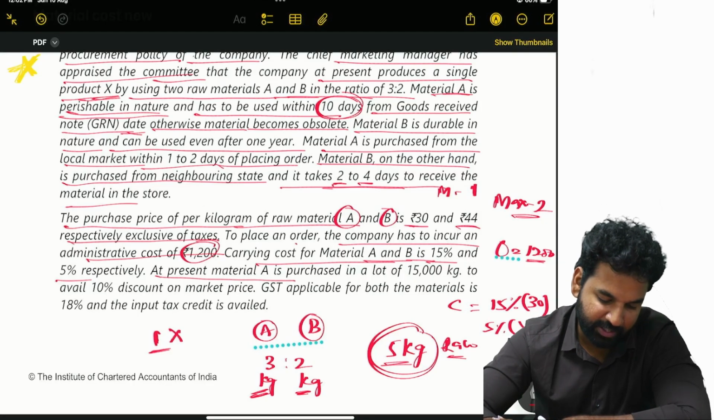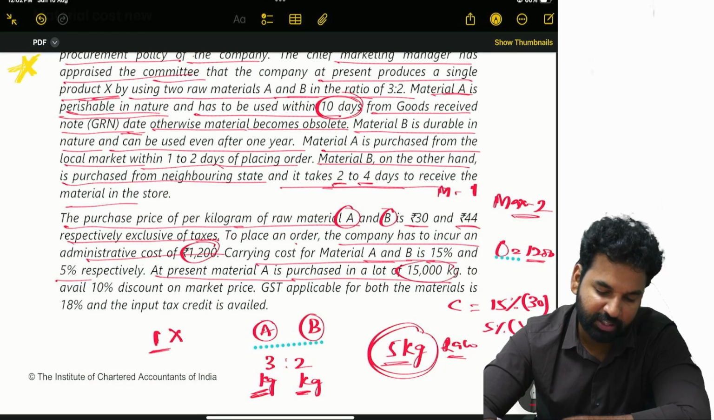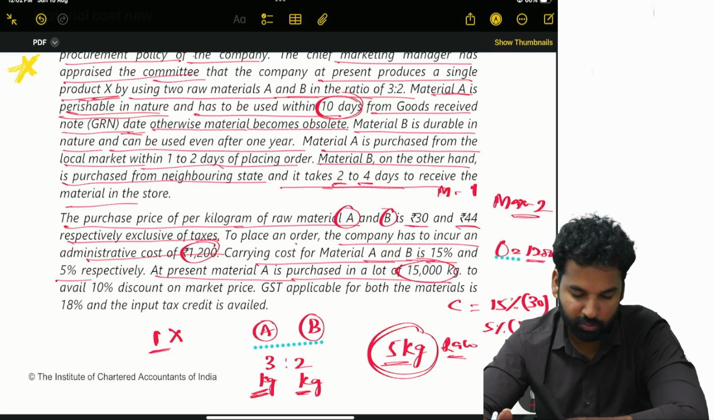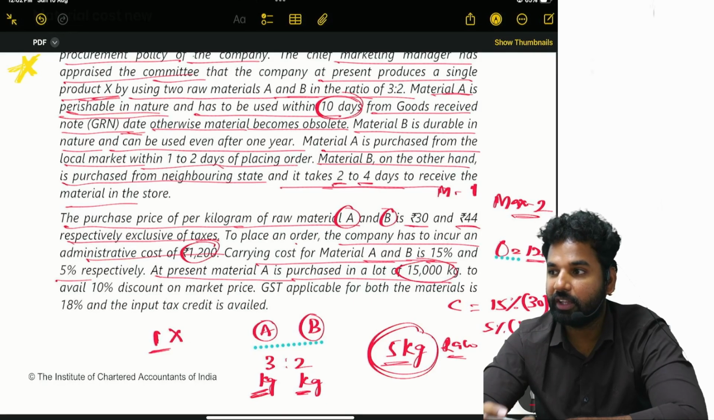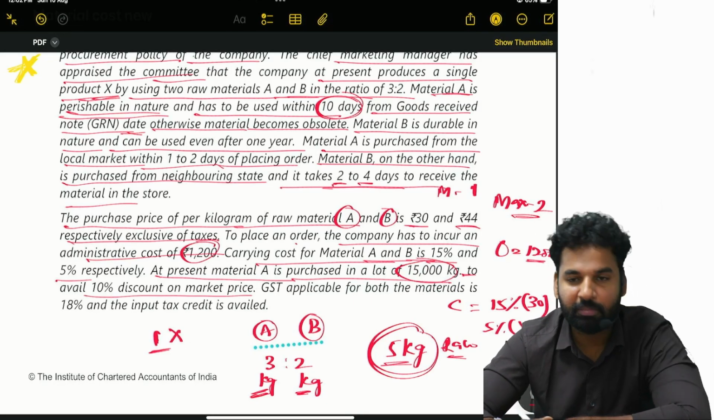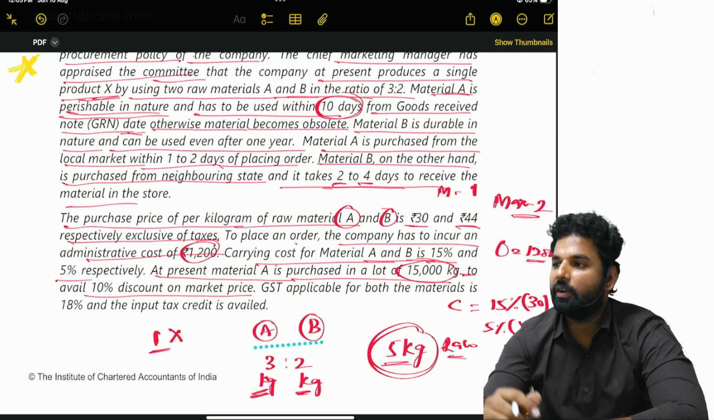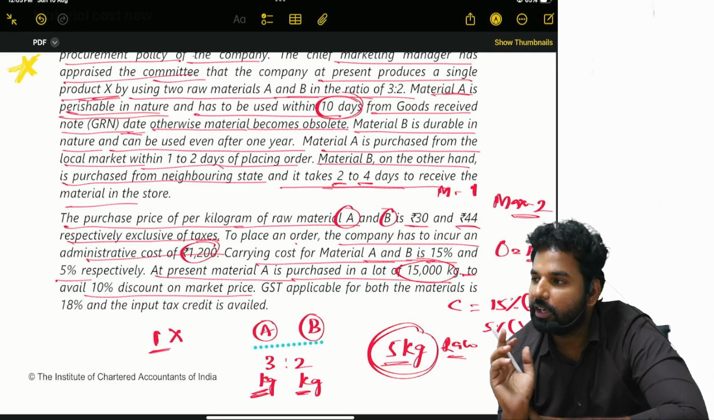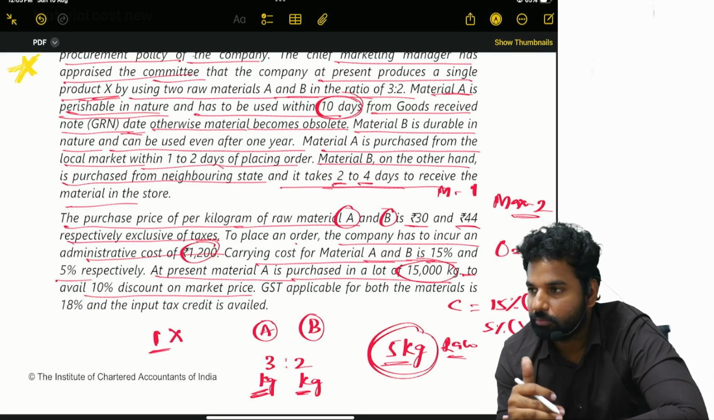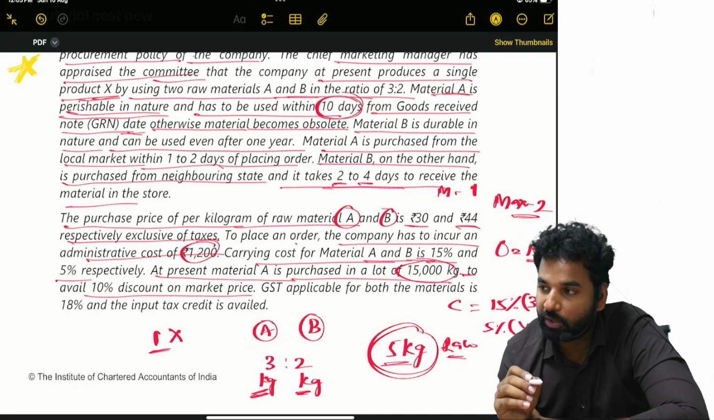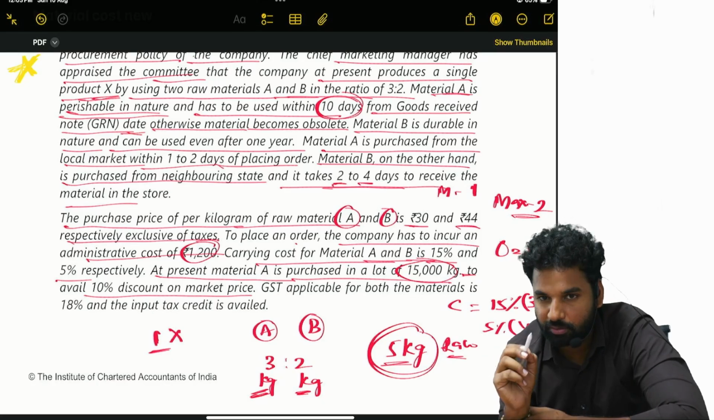At present, material A is purchased in lots of 15,000 kgs. That means how many units are we placing as an order? 15,000 units, to avail a 10% discount on the market price. This is the reorder quantity, 15,000 kg. They are not telling us that this is the EOQ, so EOQ is different. 15,000 kgs is what they are placing as an order.